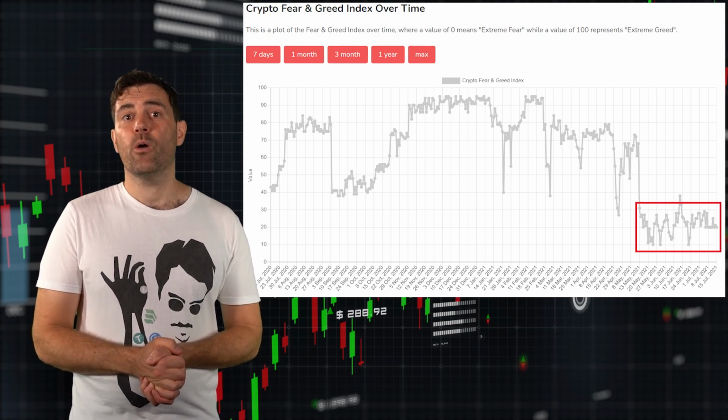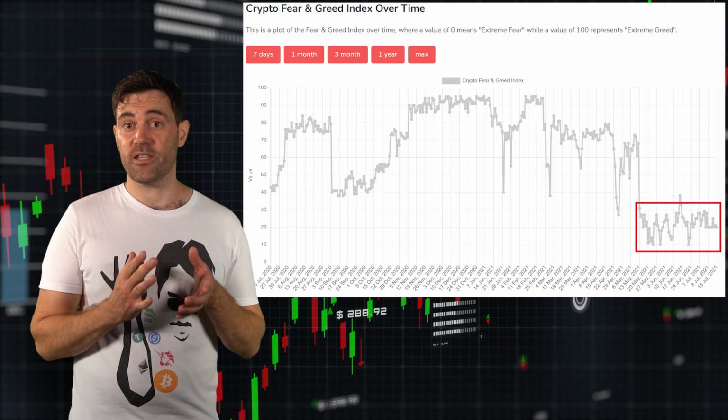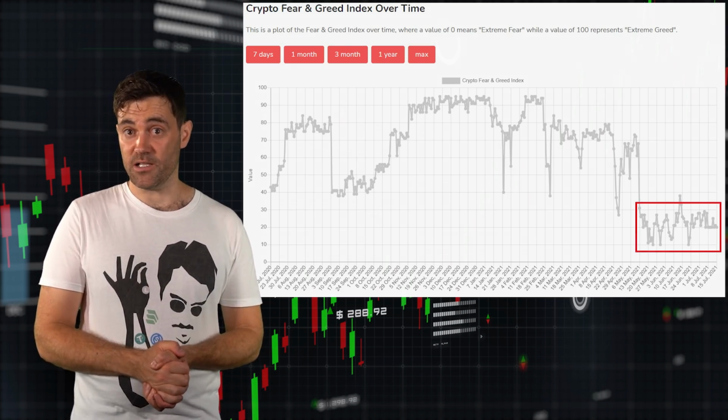As you can see here, we seem to have bottomed out in terms of fear, and this could mean that we're about to see a reversal in the same way we did last fall.